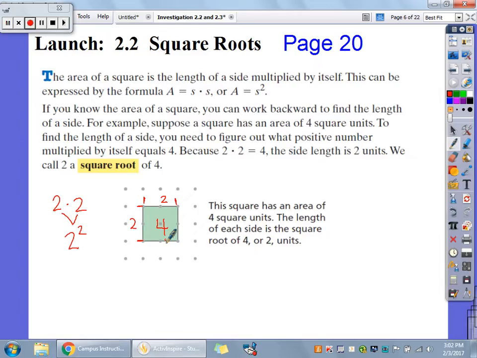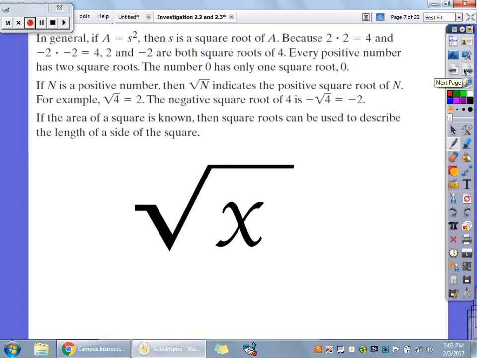So if you know the area of a square, you can work backward to find the length of a side. If your square has an area of 4 square units, to find the length of a side, all you have to do is figure out the square root of 4, okay? And this is the symbol that we use to denote square root. And we say it, square root. So if you see this, you would say the square root of 4.